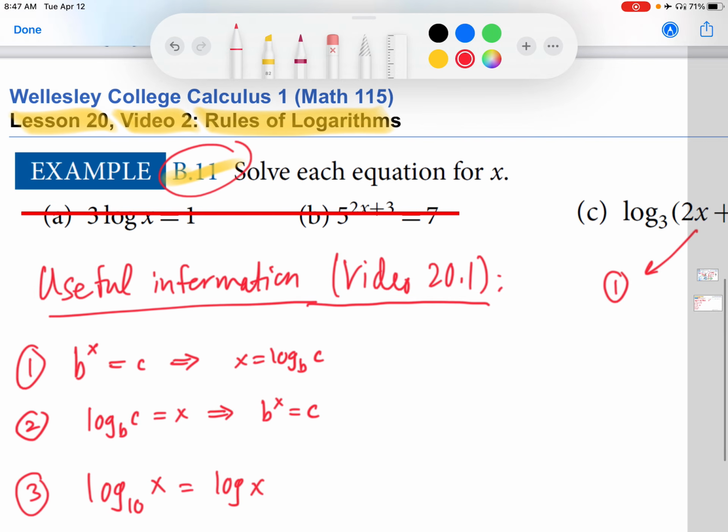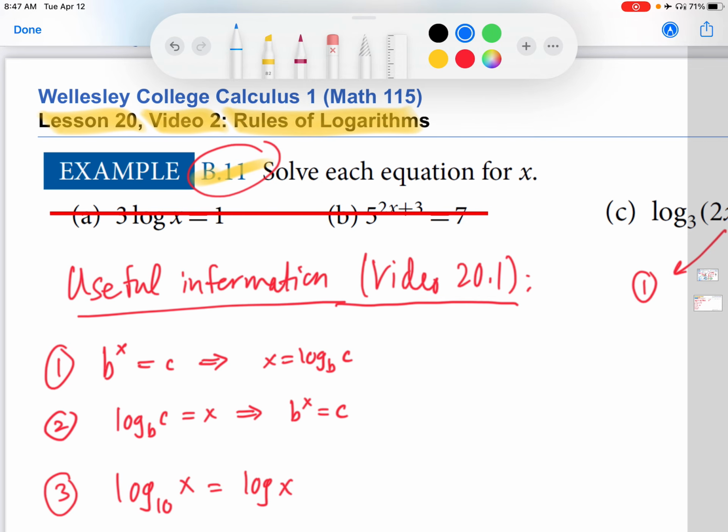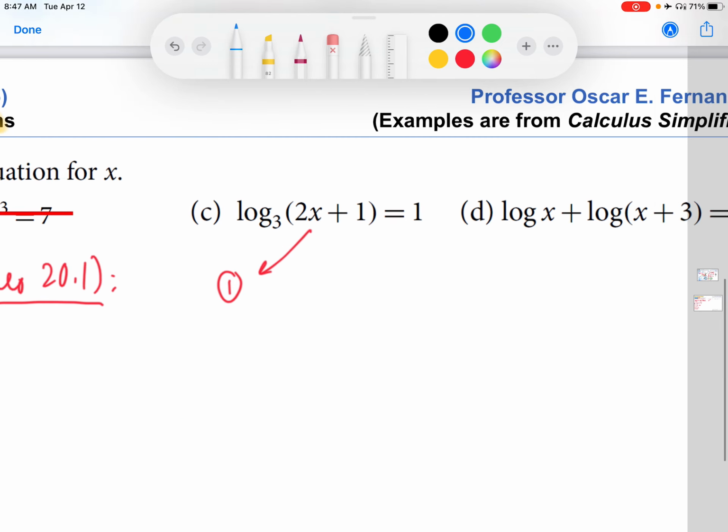I'm going to scroll to the left here. If I want to start with a logarithm and convert it to an exponential equation, that's exactly what this fact is for. So it says log base b of c equals x converts to b to the x equals c. What I explained in video 20.1 is the way this works. It's kind of like a circular pattern thing. So if you start here, you can say b to the x equals c. So let's apply that over here. This is approach number 1 to solving this exercise.